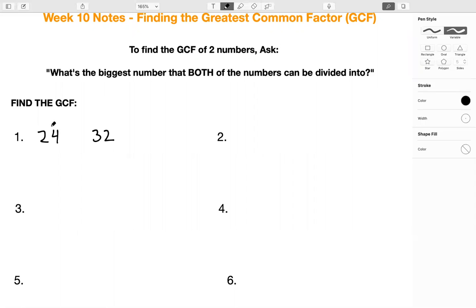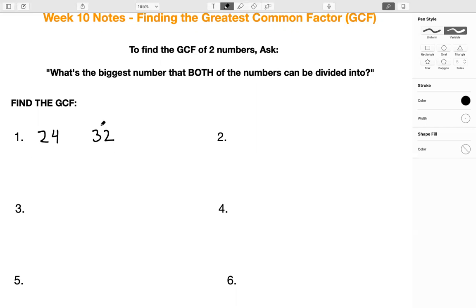But one way to maybe think about it is ask, what can I divide 24 by? Well, it's even, so I can definitely divide it by 2. I can divide any number by 1. So I can divide it by 1, 2, 3, 4, 6, 8, 12, and of course 24. If I'm going up through all those numbers, I need to ask myself, what's the biggest one of those that I can also divide 32 by? And that is the greatest common factor.